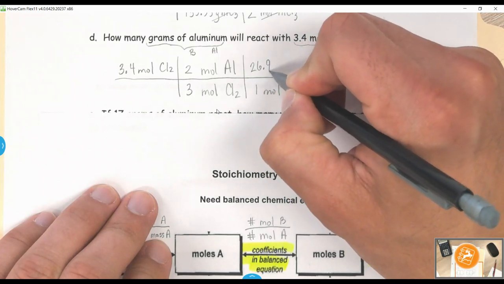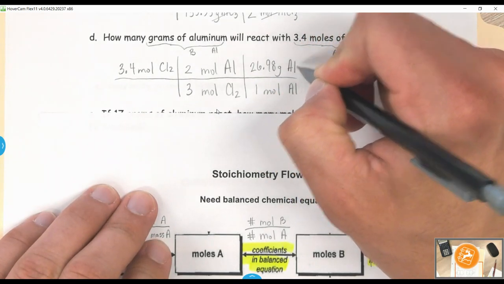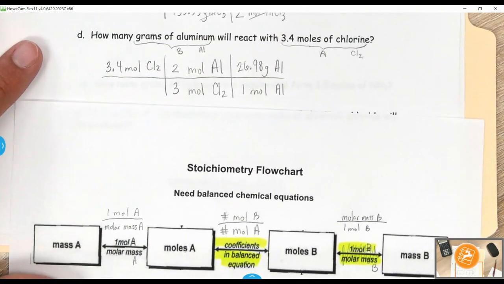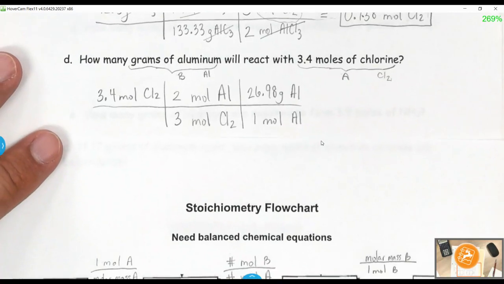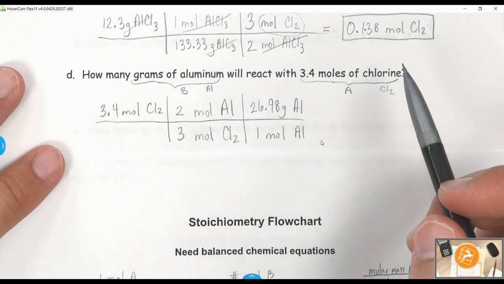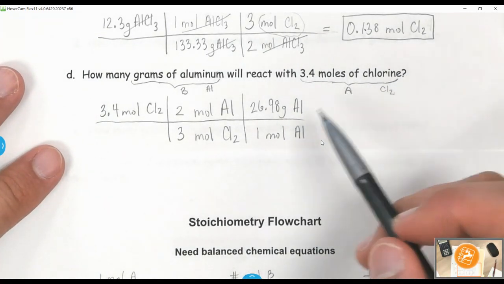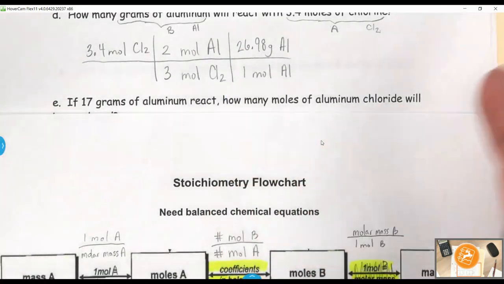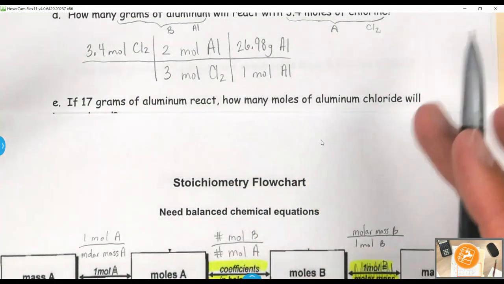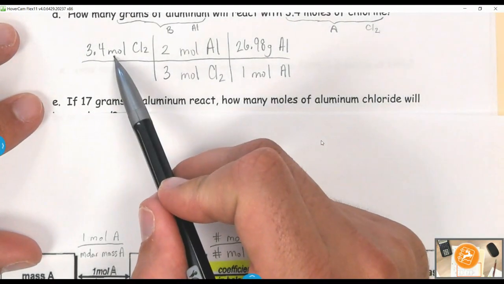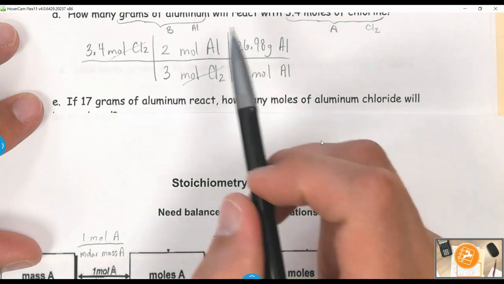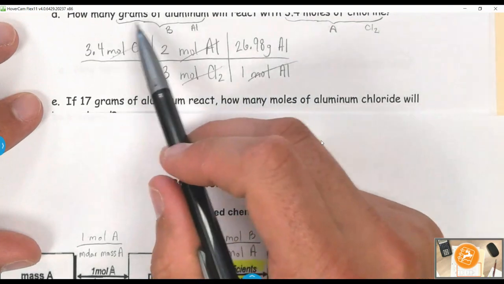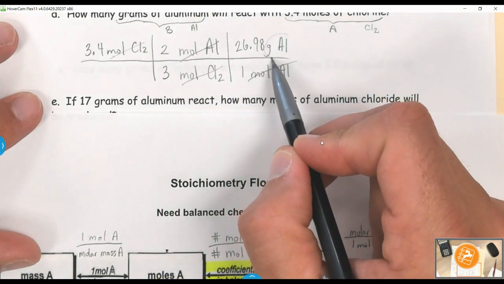Okay, let's double look and see if everything cancels out and balances properly like we need it to. So why are they both Al? Because substance B, right, we need to make sure the things that we don't want have to cancel. So that's why we have moles of Cl2 here and here, and then moles of aluminum on top and moles on bottom, to leave us in our final thing that we wanted, grams of aluminum.